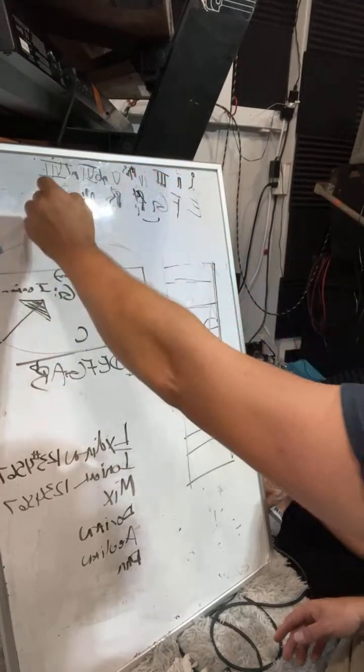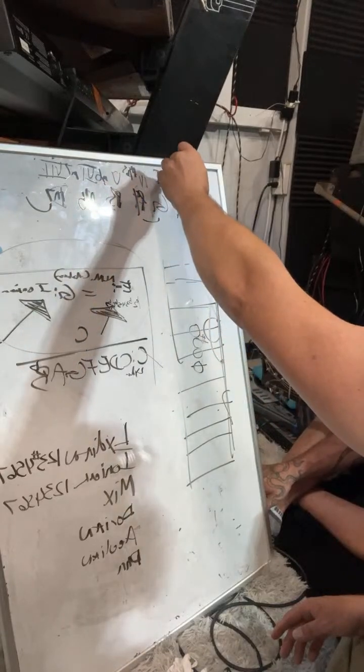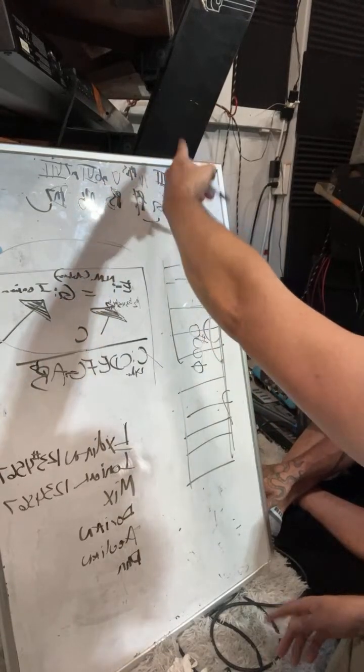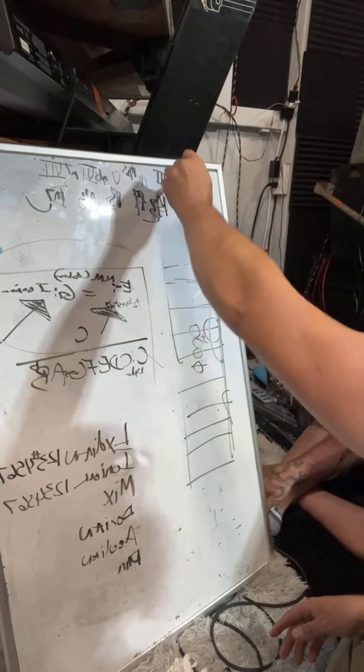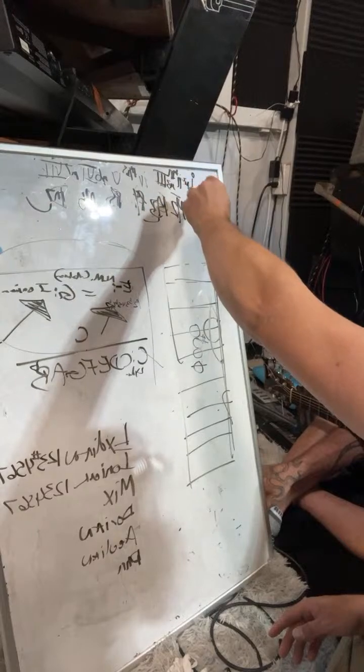There is no half step in between 7 and 1, or 4 and 3. This is a flat 3, minor 3rd. So this is a major 3rd. This is a minor 3rd. This is a major 2nd. This is a minor 2nd, and then we have prime or our root.